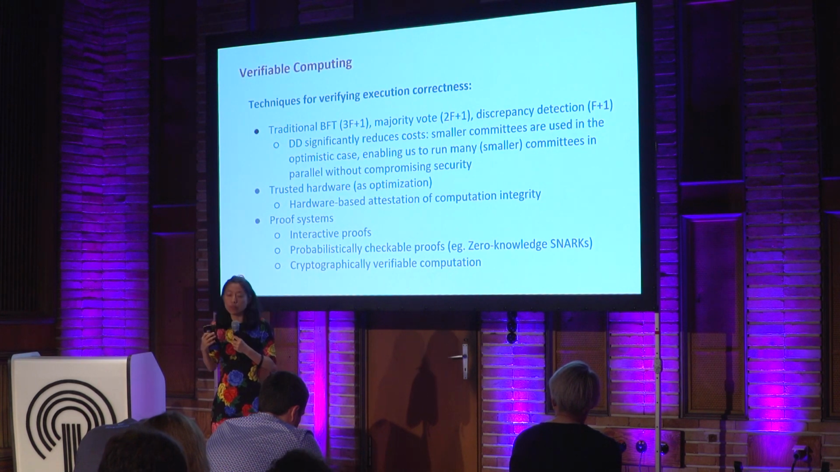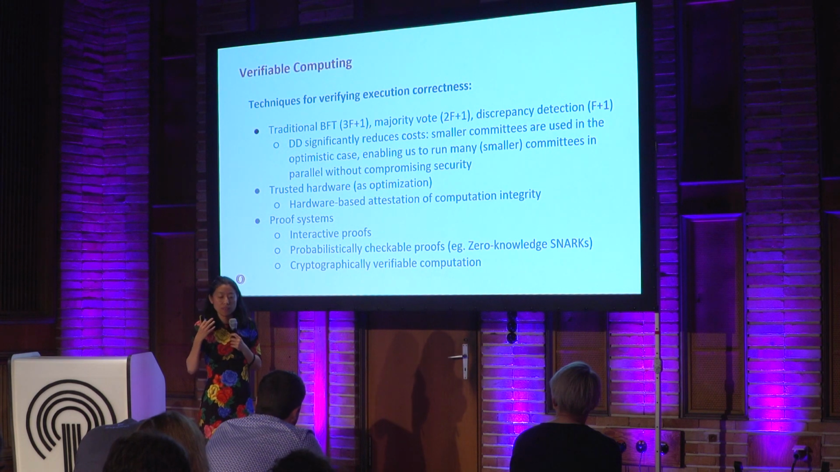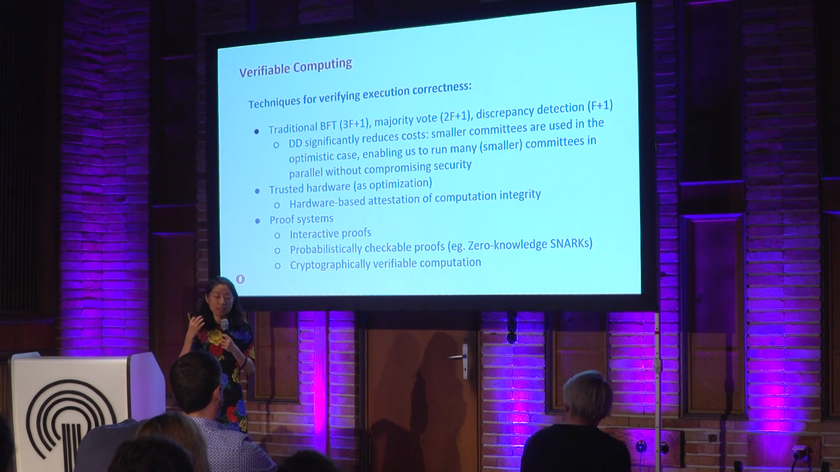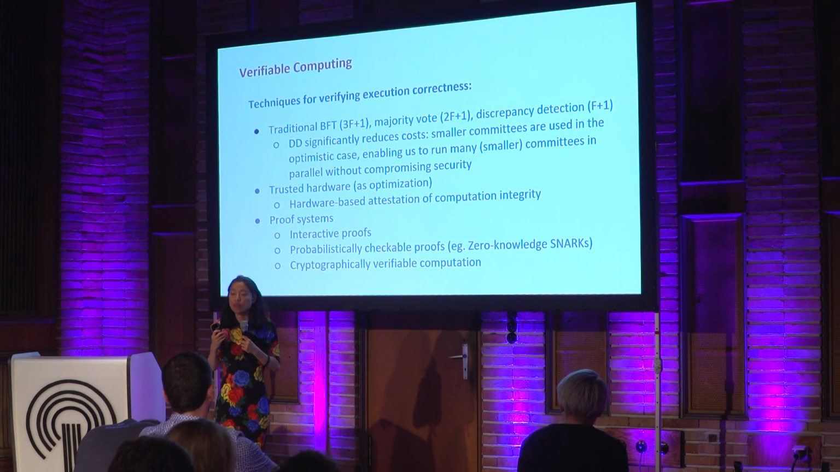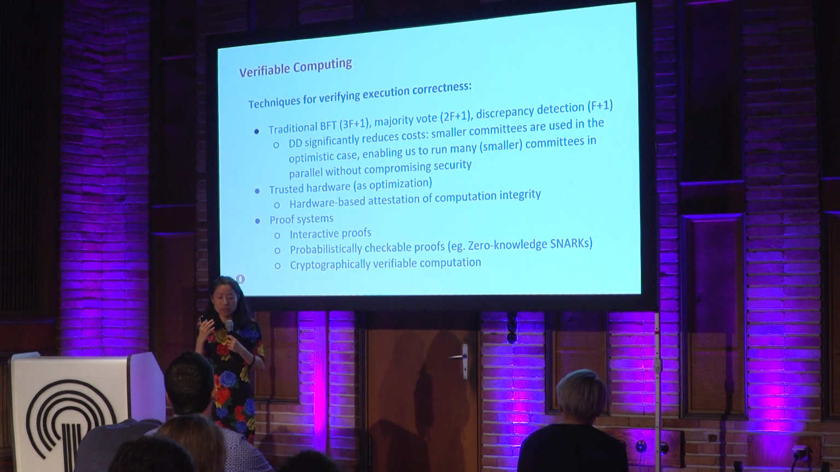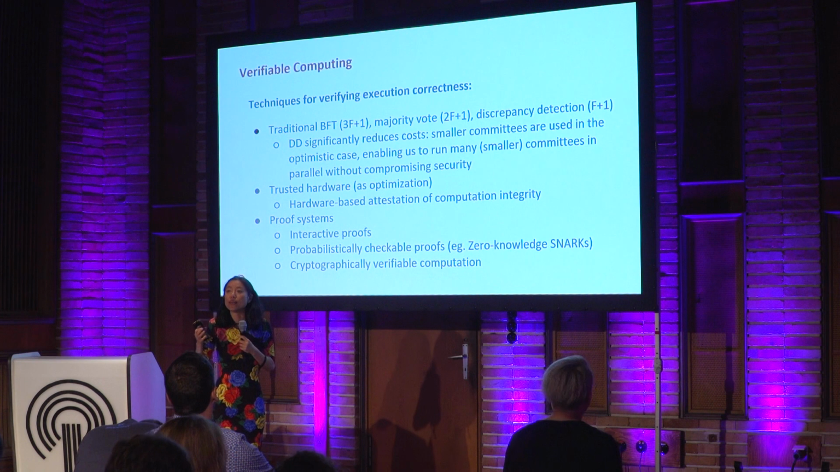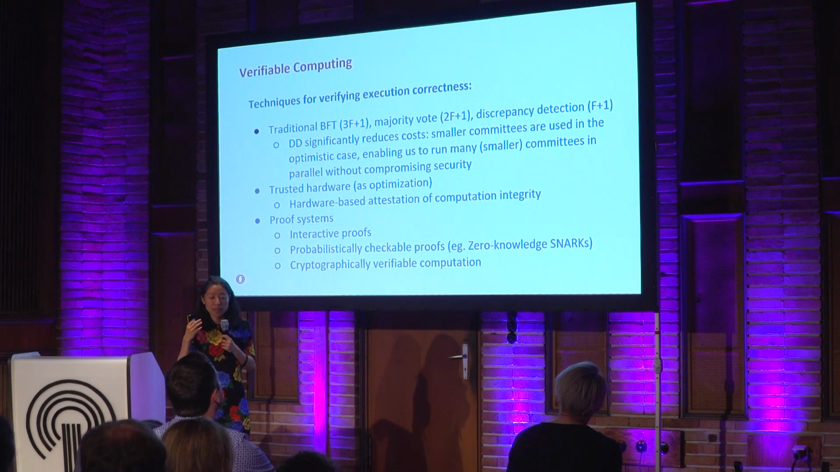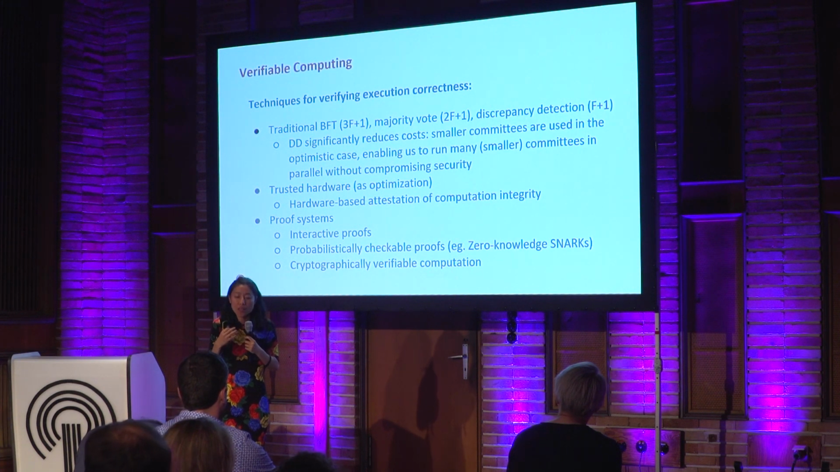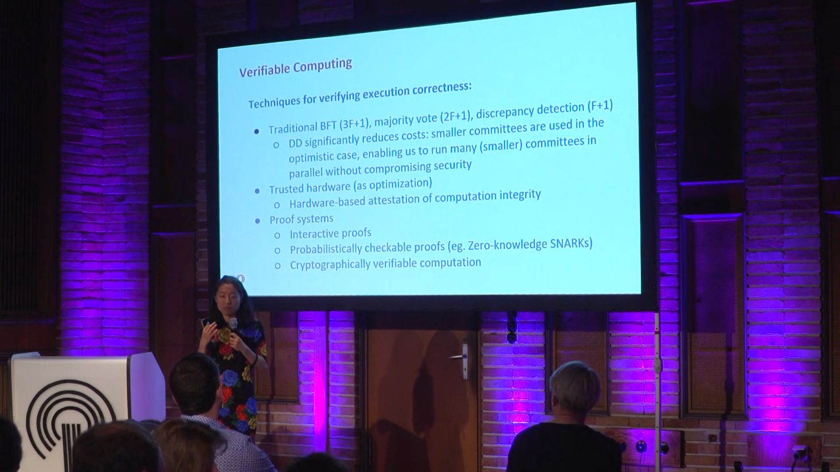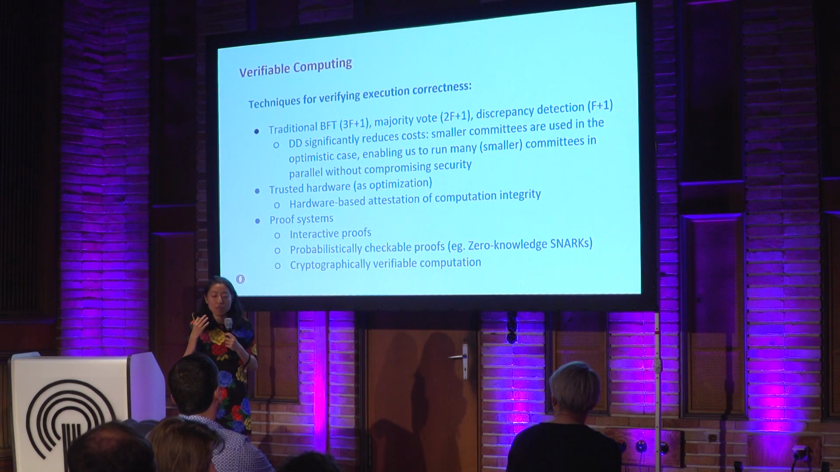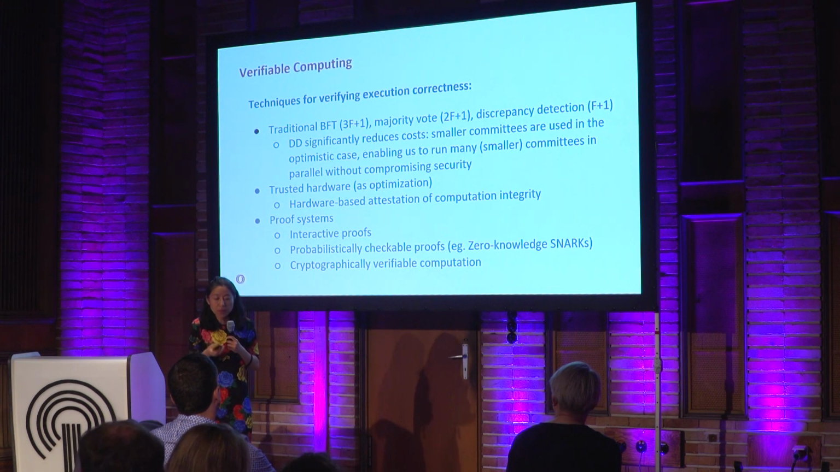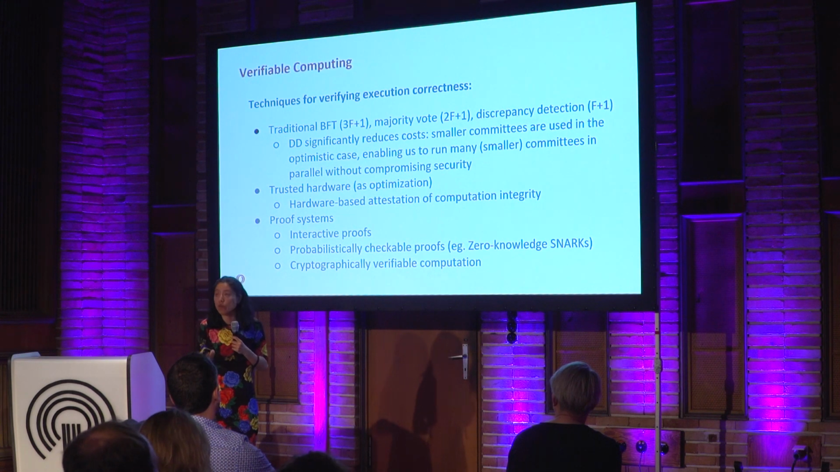And we use different approaches to achieve verifiable computing so that the consensus committee can verify that the computation results coming from the compute committee are correct. One approach we use is discrepancy detection, in the sense that, given a compute committee, as long as there's one honest node, we can detect any malicious behavior by detecting the discrepancy in the computation results. And we can use other methods for verifiable computing as well.